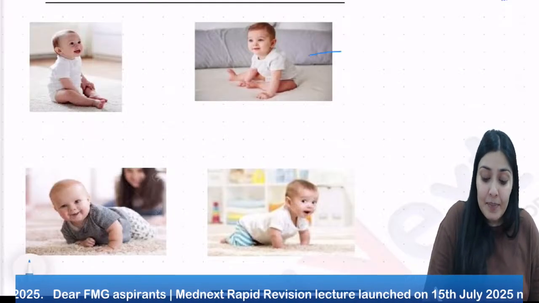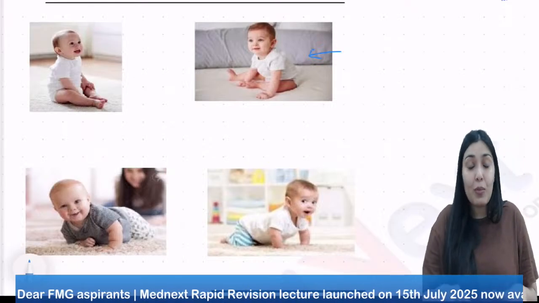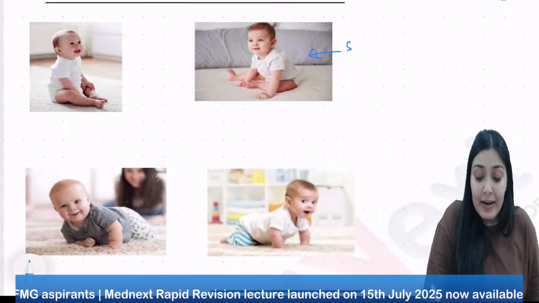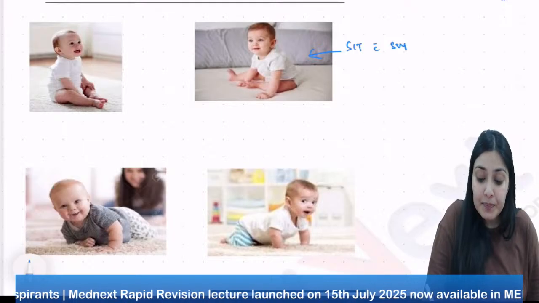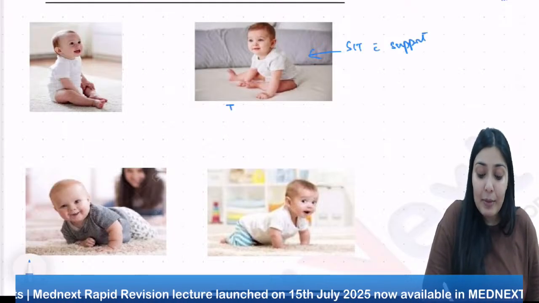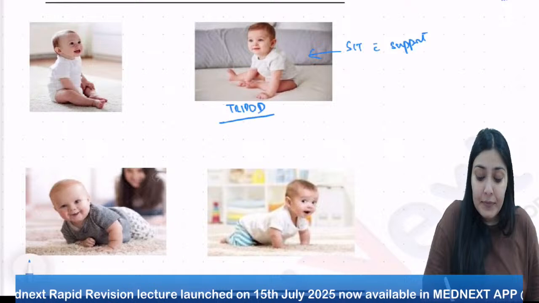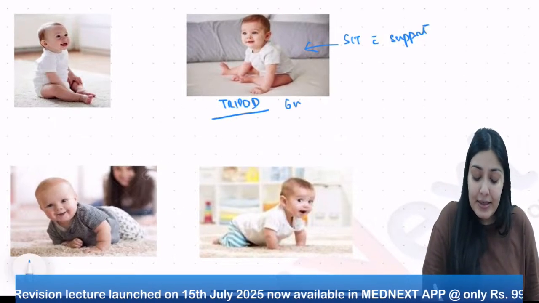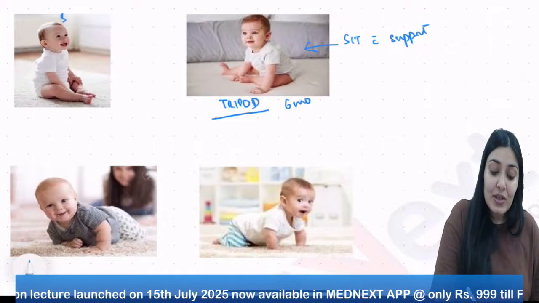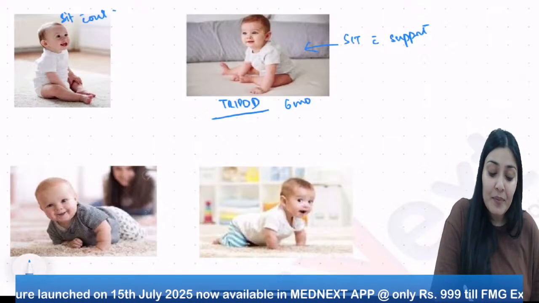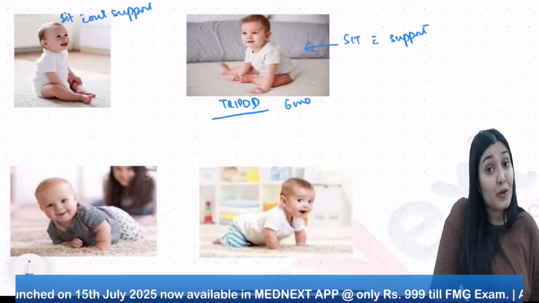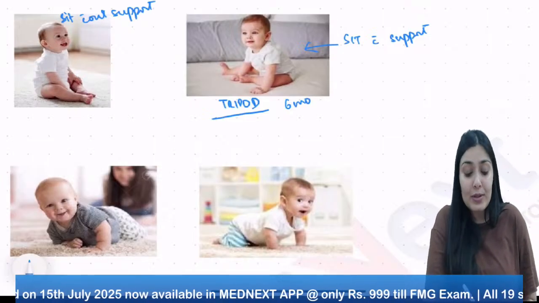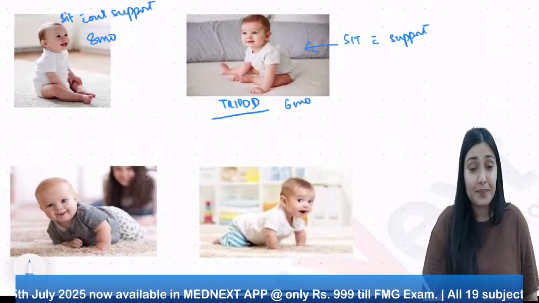Look at this child. This child is sitting with support in a tripod position. Right? Sitting with support. This is tripod position. Where does this sitting with support comes? It comes around 6 months of age. And this is sitting without support. And when does the child sit without support? The child sits without support at 8 months of age.